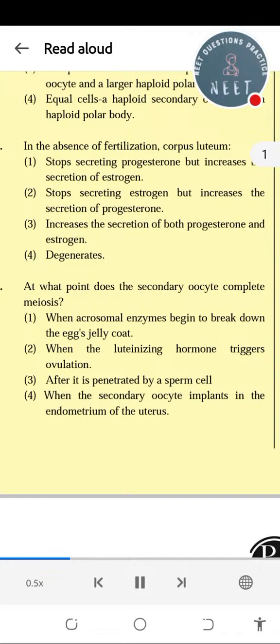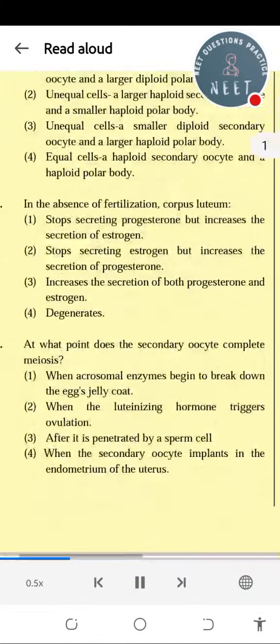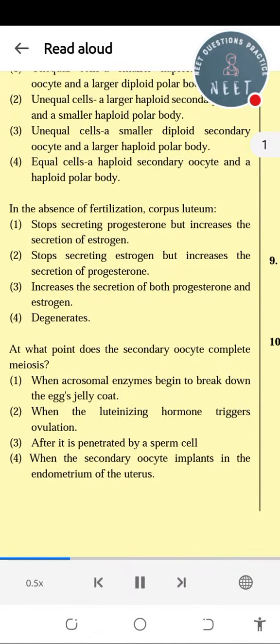4. At what point does the secondary oocyte complete meiosis? 1. When acrosomal enzymes begin to break down the egg's jelly coat. 2. When the luteinizing hormone triggers ovulation. 3. After it is penetrated by a sperm cell. 4. When the secondary oocyte implants in the endometrium of the uterus.